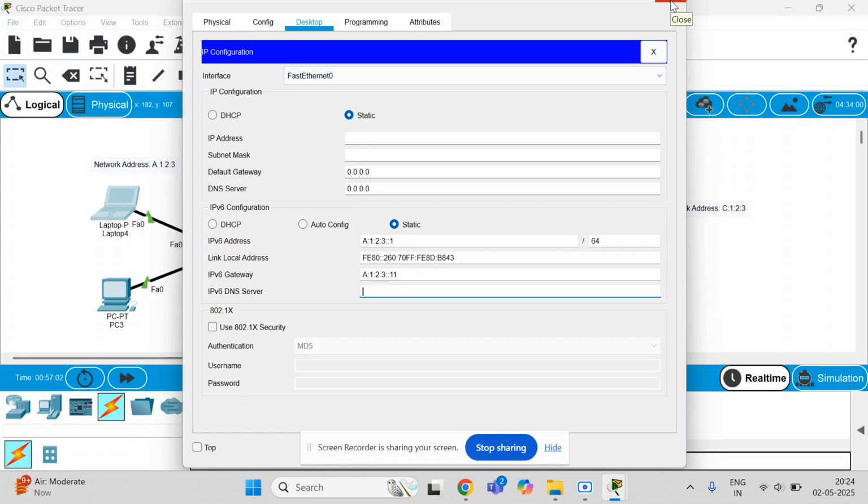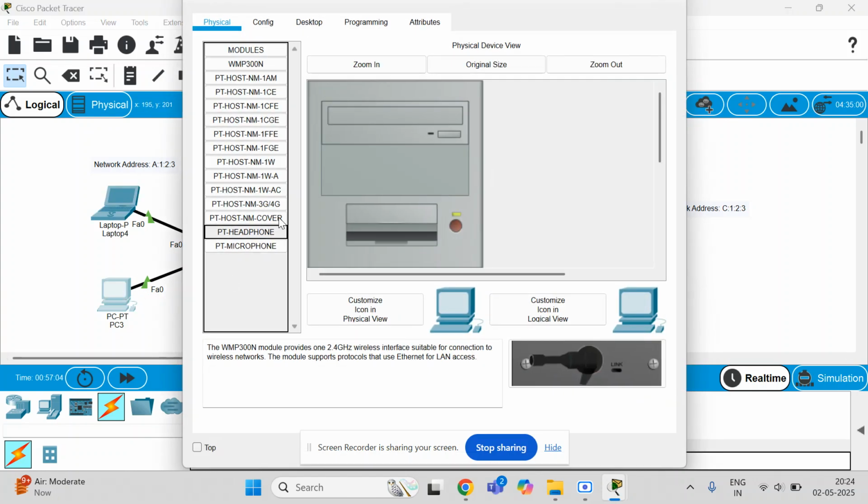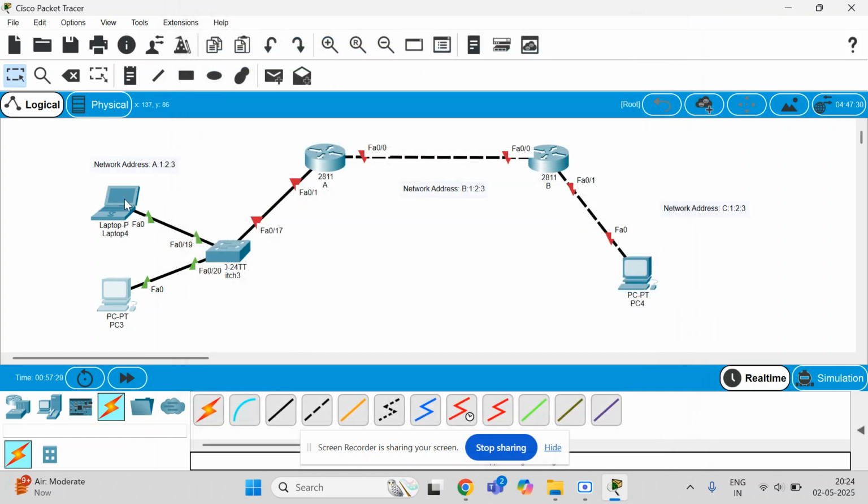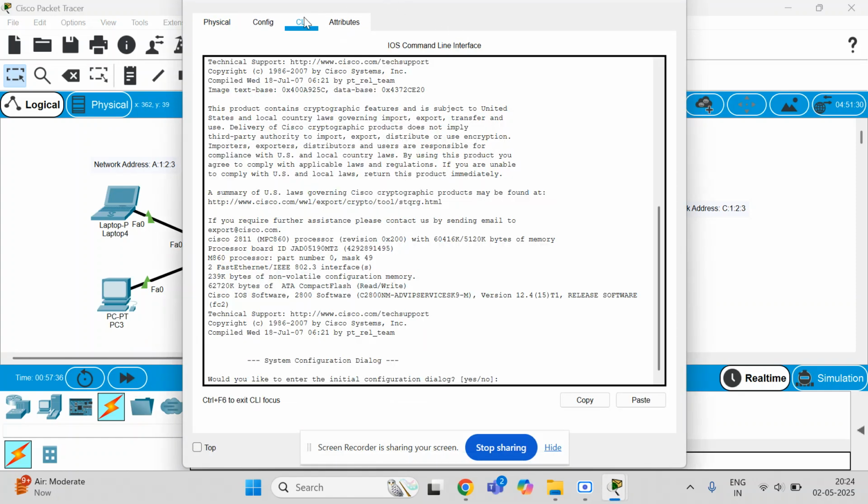So close this. Second machine, I am giving similarly A colon 1 colon 2 colon 3 colon colon. We have given 1 now, here I am giving 2/64, and A colon 1 colon 2 colon 3 colon 11 as the gateway, right? So these are the IPv6 addresses we have given. Just check. Now come to the router CLI.